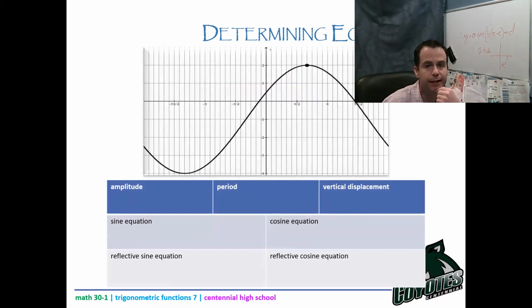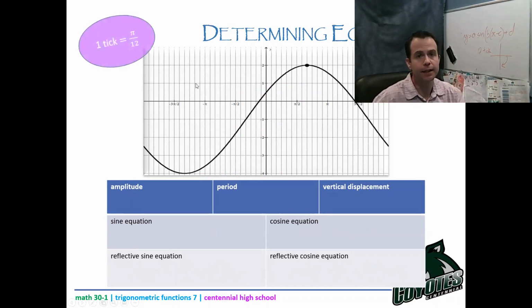The period on this guy is a little trickier. Let's first establish what a tick mark's worth. I've got 1, 2, 3, 4, 5, 6 tick marks to pi over 2. That means it's 12 tick marks to pi. So again, in this one, every tick is going to be worth pi over 12. For my period then, I'm not really given an obvious full period here, but I am given an obvious half. If I go from a min to a max, that's half of a period.